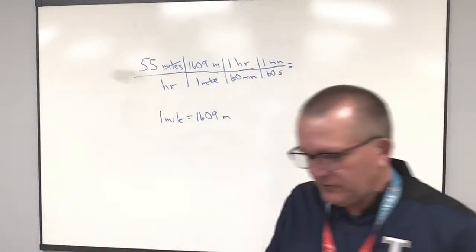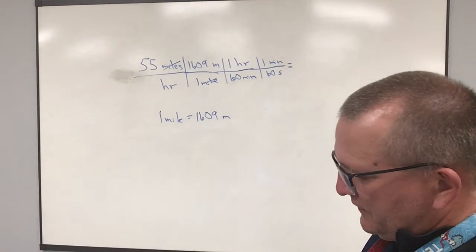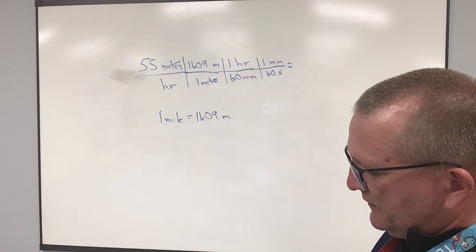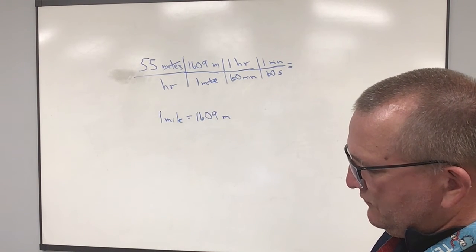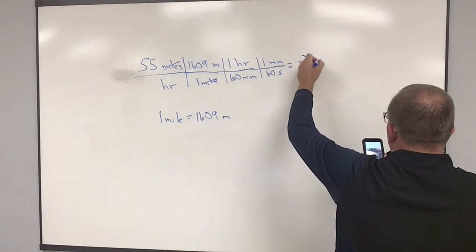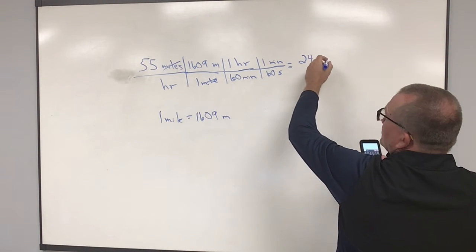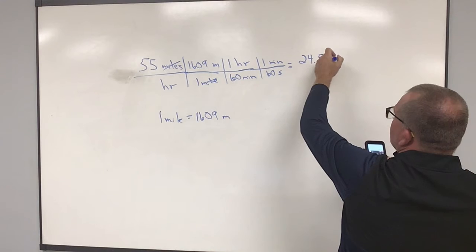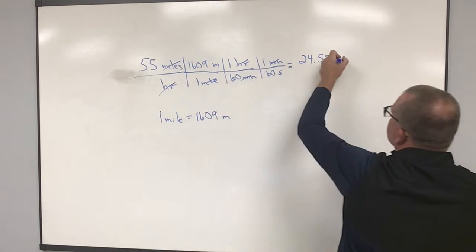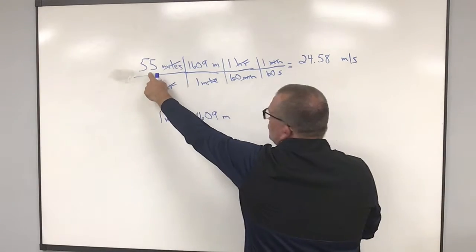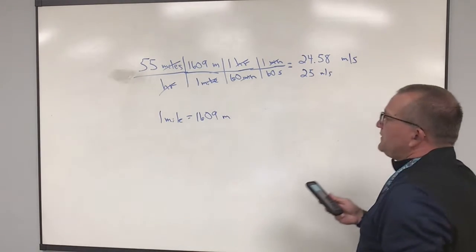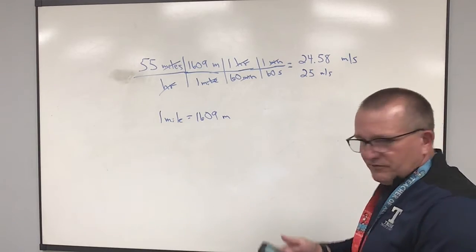So quickly we'll punch those through. 55 times 1609 equals, divided by 60 equals, divided by 60 equals. And I get 24.58, right? And hours and minutes cancel, meters per second. 2 sig figs would be 25 meters per second. And that's how I would solve that.